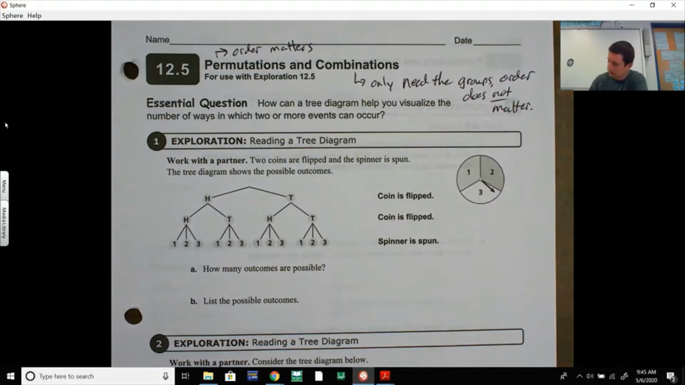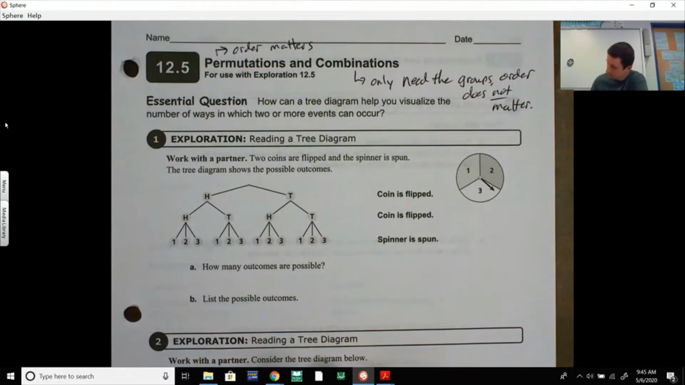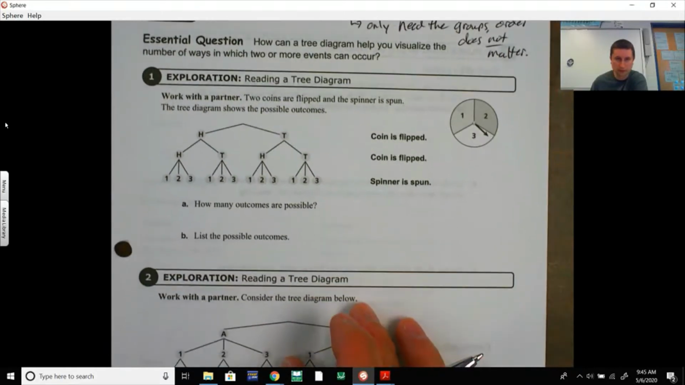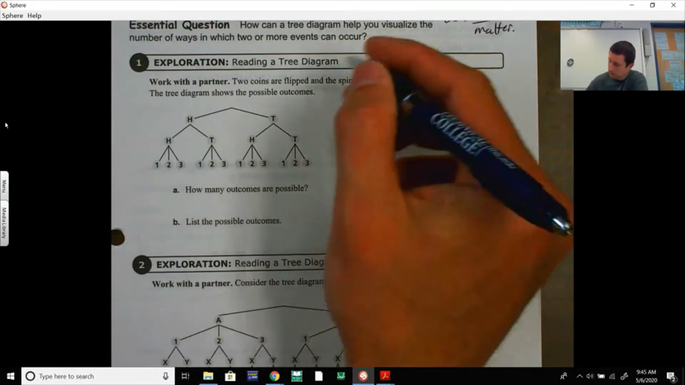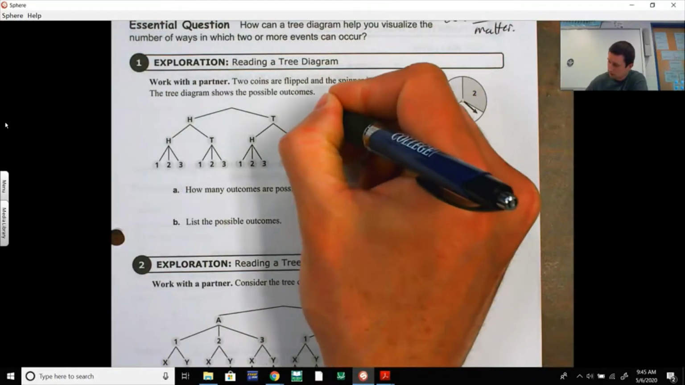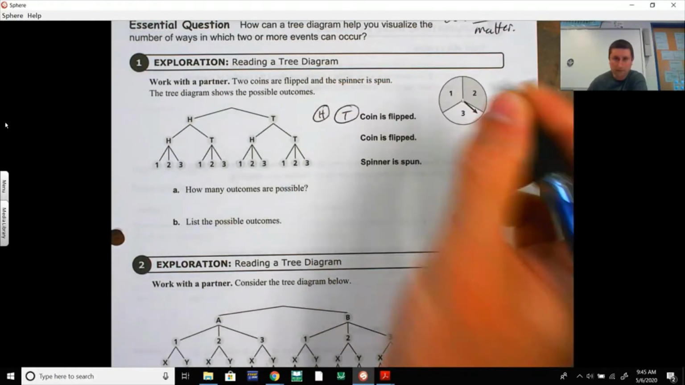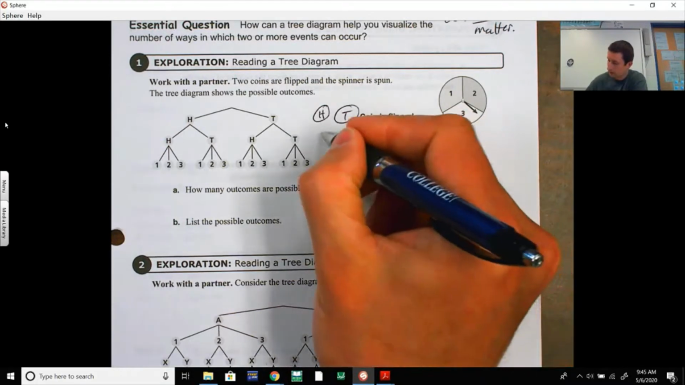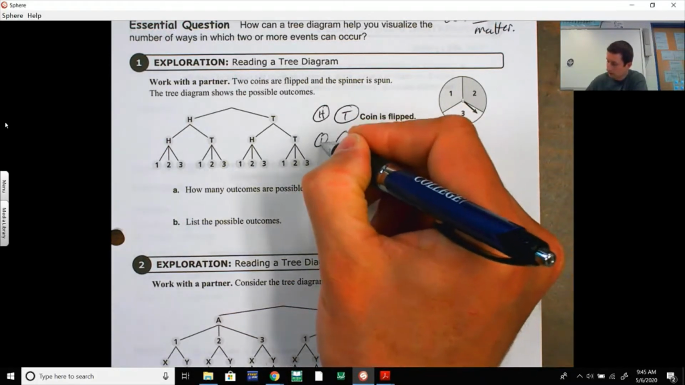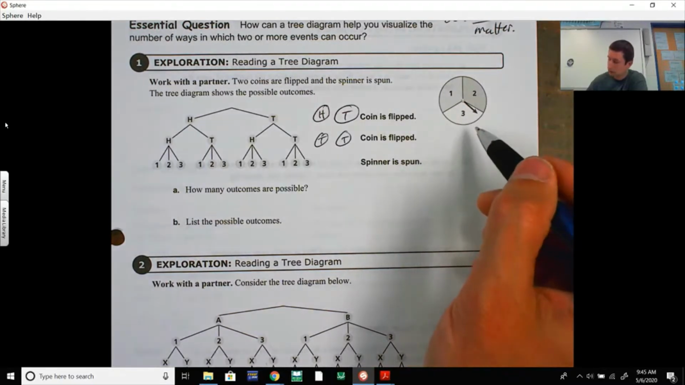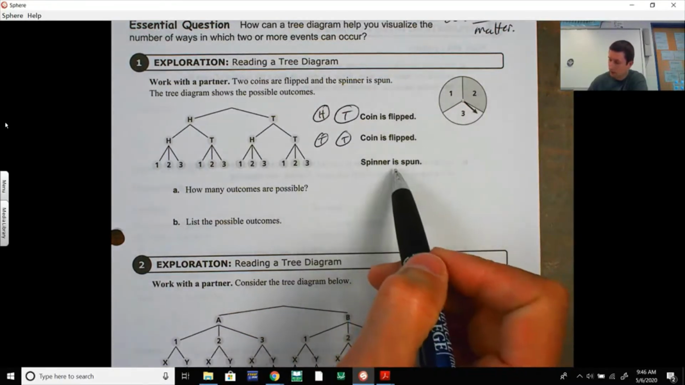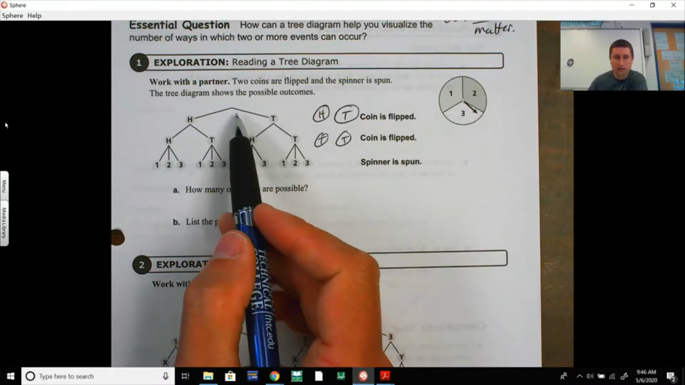Okay, so let's look at some of these outcomes here. Look at explorations 1 and 2, and then we'll jump to some more definitions. So we have 2 coins being flipped. So here's 2 coins, heads and tails, whatever. Another coin is being flipped, tails and tails. And then a spinner is spun, and our spinner has 3 outcomes. So how many outcomes are possible? And they made a nice tree diagram for us.